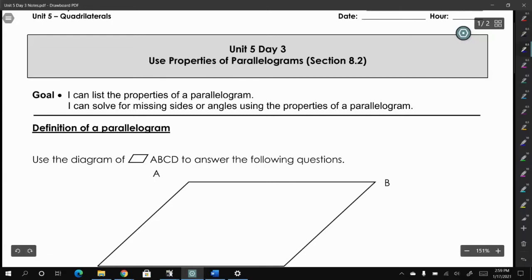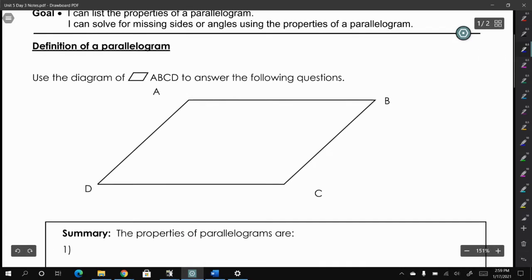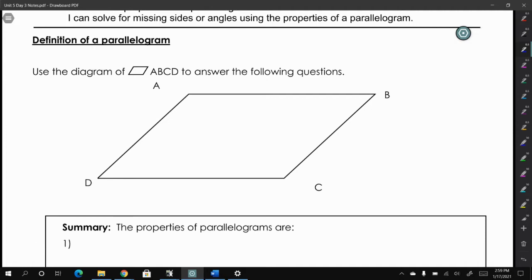Today we're going to talk about a special quadrilateral called a parallelogram. So we have a picture of a parallelogram down here, parallelogram ABCD, and this is the symbol that we can use to notate that this is a parallelogram if we're writing this out in sentences. So what we're going to do is identify the properties of a parallelogram and mark them on this picture.